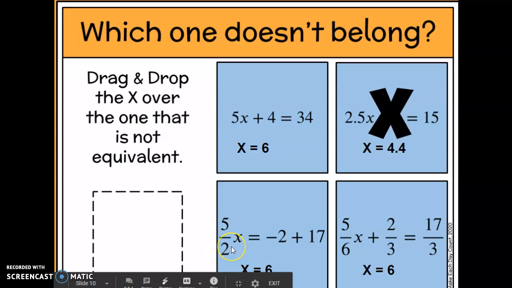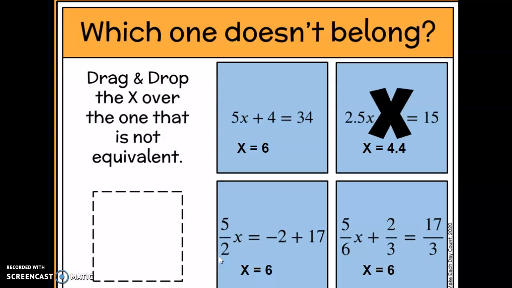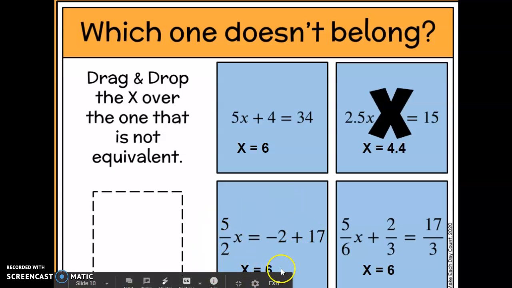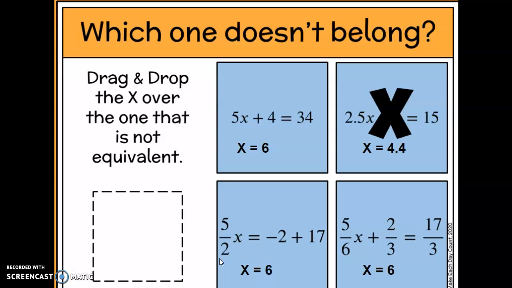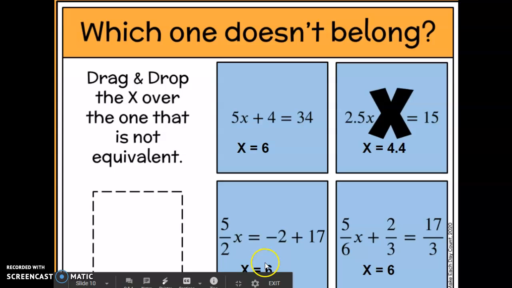Remember, when we're simplifying to get our variable by itself, this shows multiplication. So our reverse operation would be division. And when you're dividing by a fraction, you're multiplying by the reciprocal. So if thinking about this equation, negative 2 plus 17 gives us 15. So we're left with 15 divided by 5 over 2. That's the same thing as 15 times 2 over 5, which gives you 30 over 5, which gives you x equals 6.